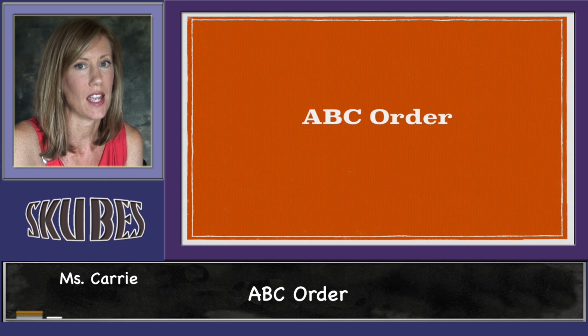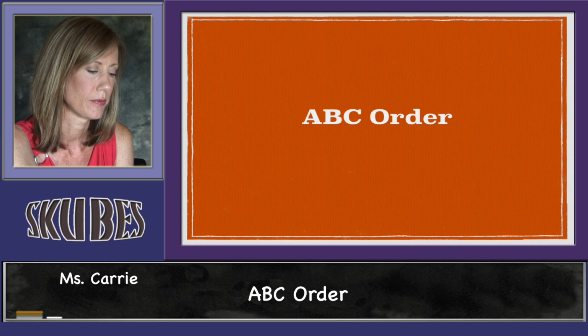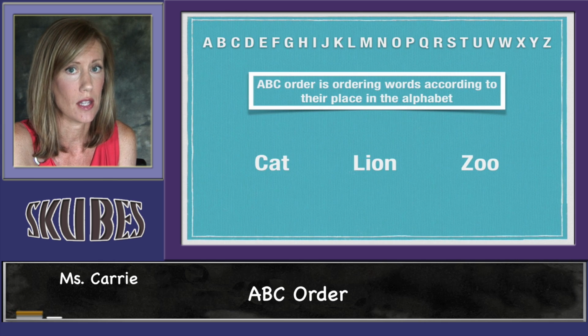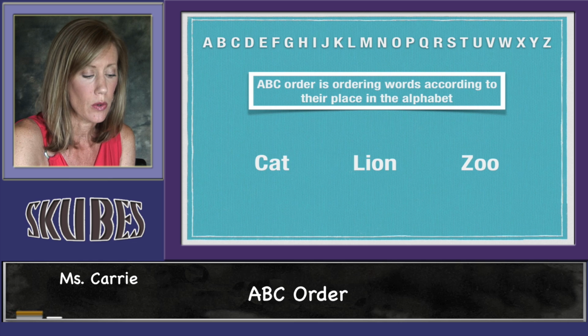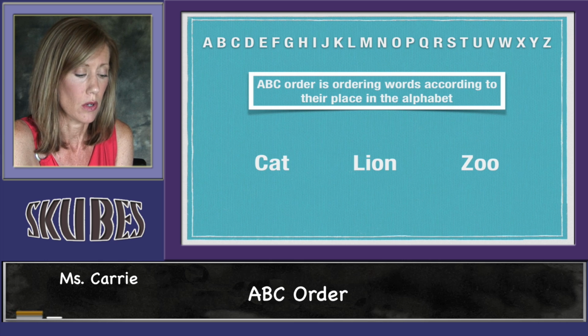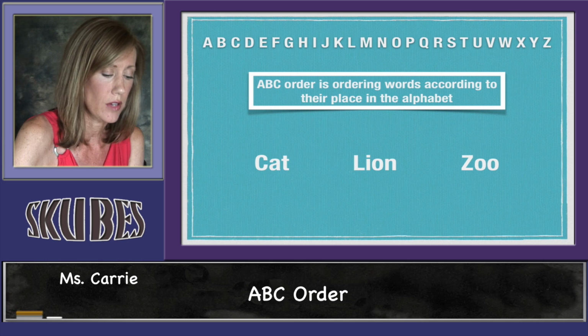Today's lesson is on ABC order. ABC order is ordering words according to their place in the alphabet. For example, we have the words cat, lion, and zoo. Now, when we put words in order in ABC order, we look at the first letter of each word.